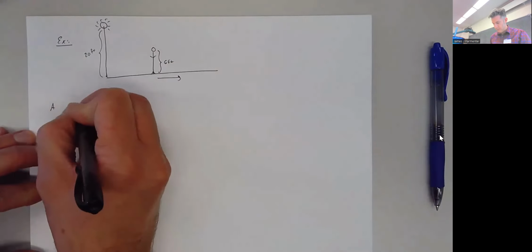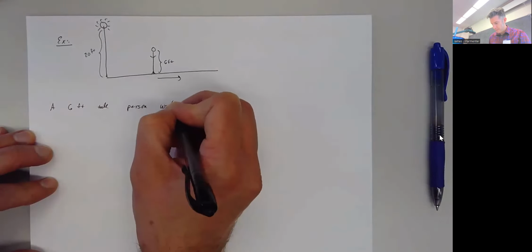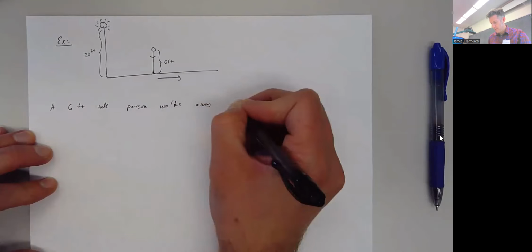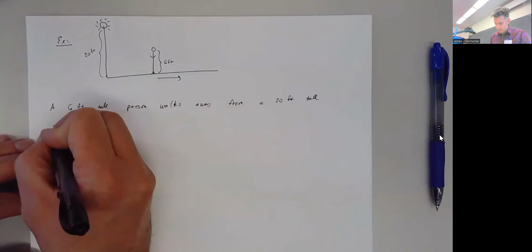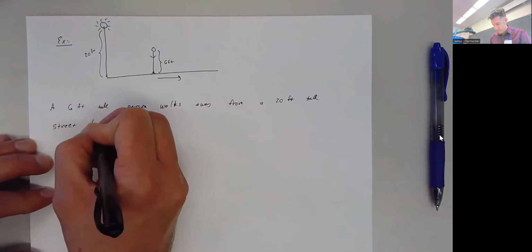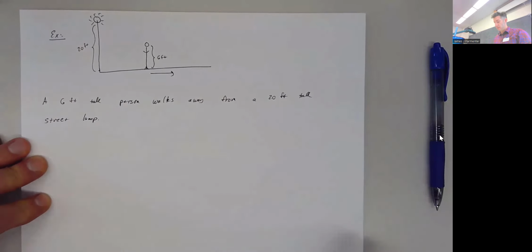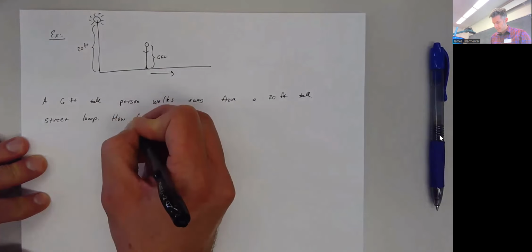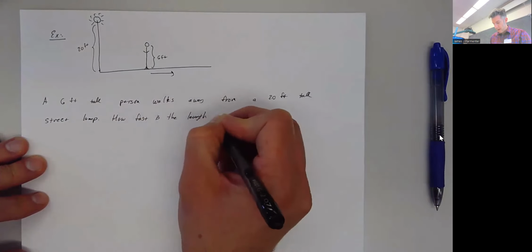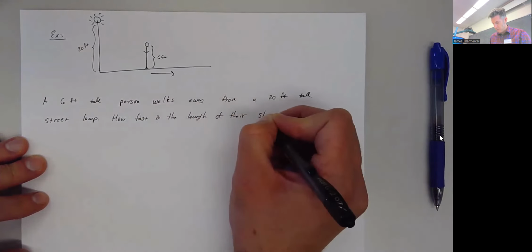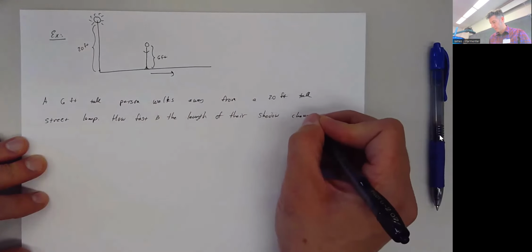So a 6 foot tall person walks away from a 20 foot tall street lamp. I'm going to ask this question in the way that I think makes sense, but we'll talk about the other way it often gets asked. How fast is the length of their shadow increasing? Let's just say changing, because let's pretend like we don't know it's getting bigger.